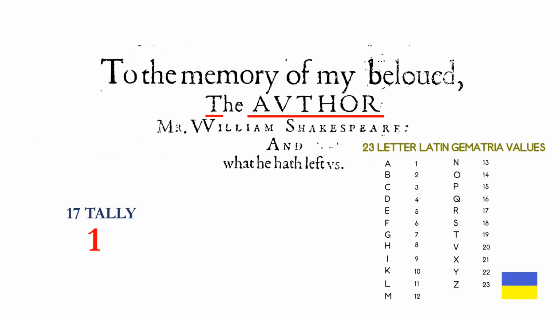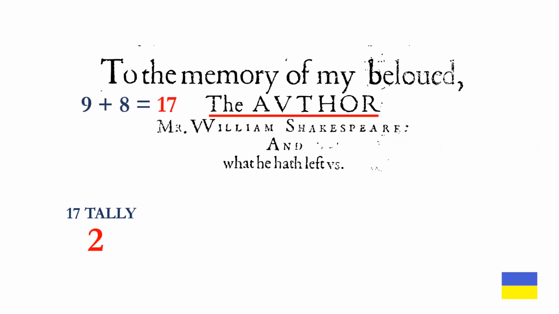If you add up the gematria values of all the uppercase letters in the second line, which is the author, in which the H and the E are in lowercase letters, we find that they come to 98. And 9 plus 8 equals 17. Clearly, Jonson wanted us to associate the number 17 with the author, William Shakespeare. But note, he is the author named Shakespeare.